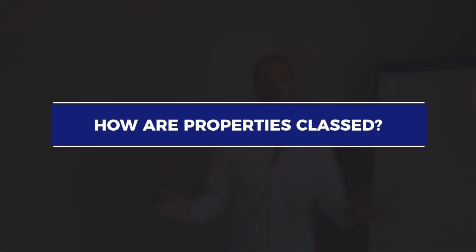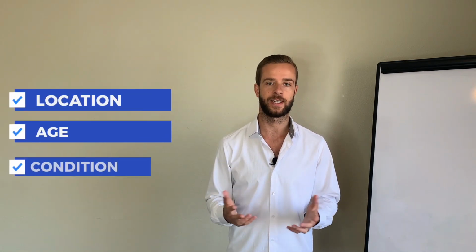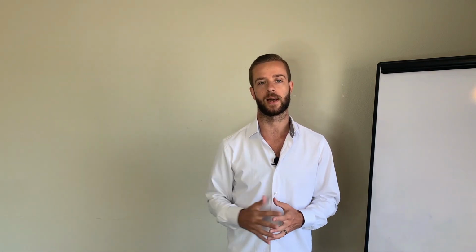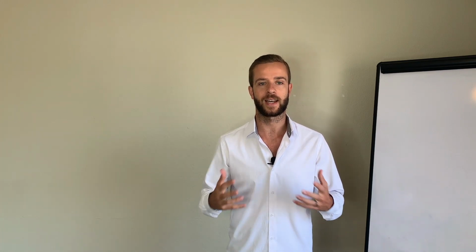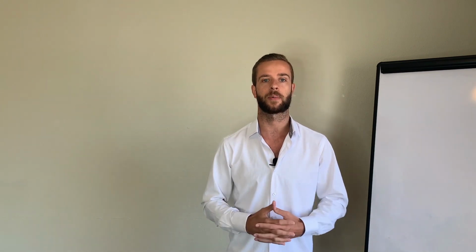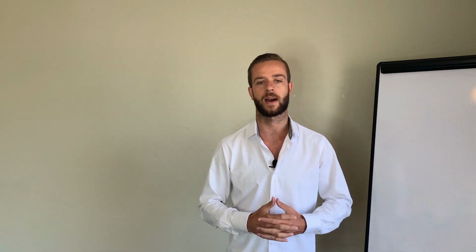So how are properties classed? Properties are classed by several factors, such as location, age, and condition. On another note, properties can be repositioned to move up in class. For example, if you have a C property in a neighborhood that is changing in a positive direction and you were to gut it and finish it like a new property, you can turn that Class C property into a B property that would be more desirable and could demand higher rents.